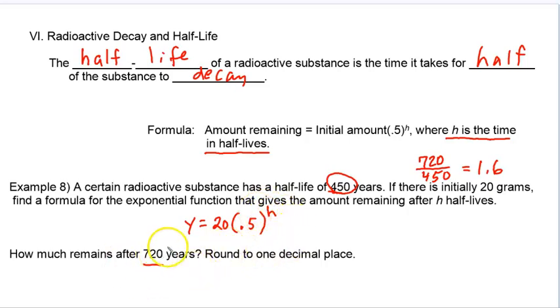So you will always be taking the question in terms of typically years, but we've got to convert into half-lives. So you'll take the number in the question, and then you'll divide by this given number that's provided in the narrative in the paragraph. All right, so to get our answer, we're going to raise 0.5 to the 1.6 power. And that's going to give us about, rounded, 6.6 grams of this substance would remain after 720 years if it had a 450-year half-life.